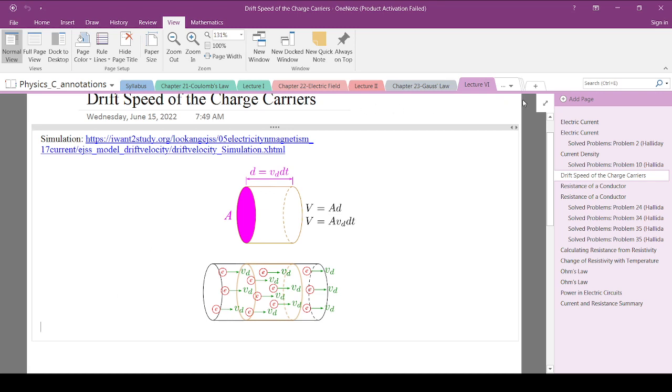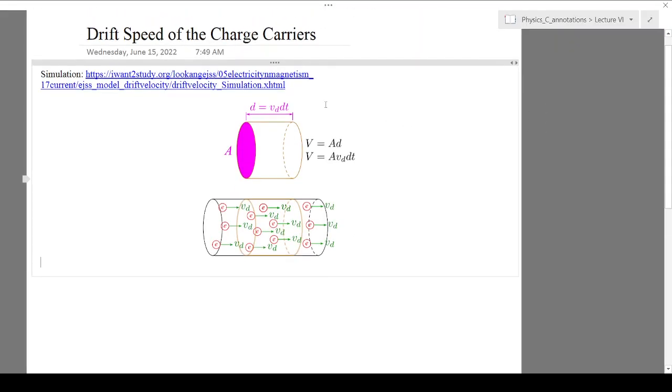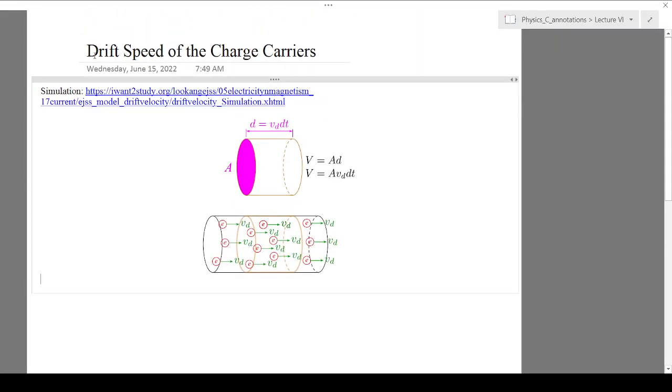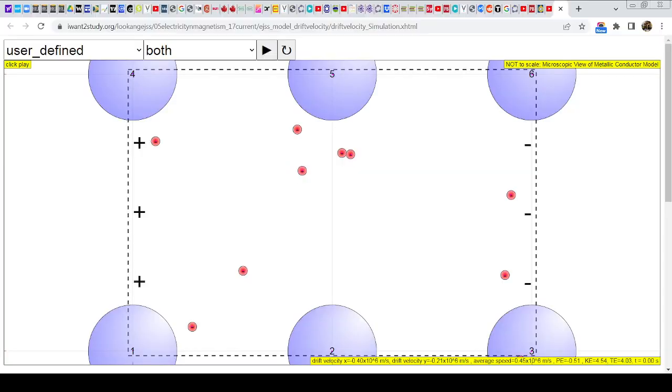The next topic here in electrodynamics is the concept of drift speed of the charge carriers. In general we say charge carriers, but we know that actually the charge carriers are the electrons, right? So I put this drawing here. But what exactly is happening?